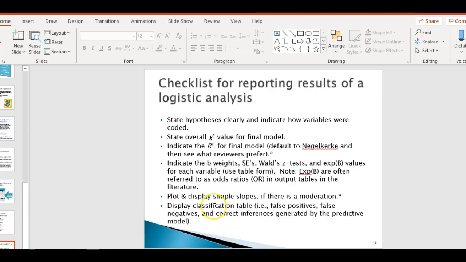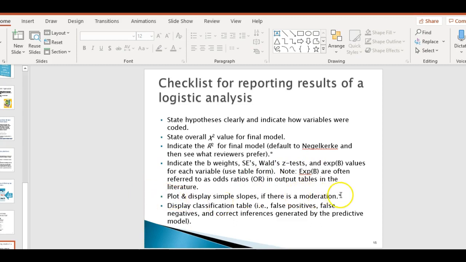And include their SEs and the Wald Z tests that go with them and the probabilities that go along with those, and the ORs or the EXPBs for each variable. So make sure that all of that is included. Just know that odds ratio or OR is the same thing as the EXPB. Plot and display simple slopes if you have a moderation.